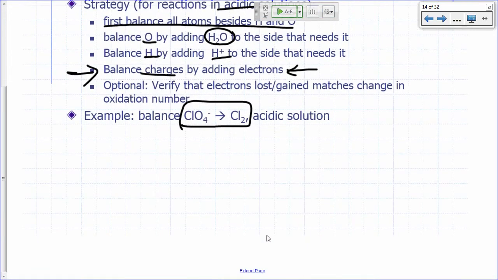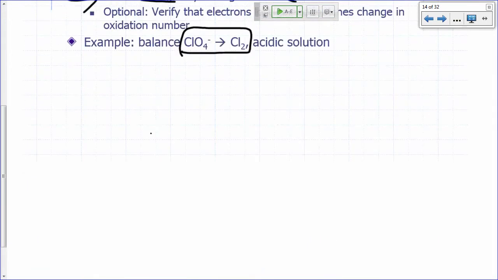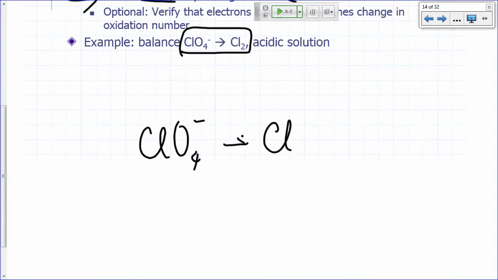Perchlorate gives you Cl2 in acidic solution. So that's my half reaction. I've identified the species involved. Okay.